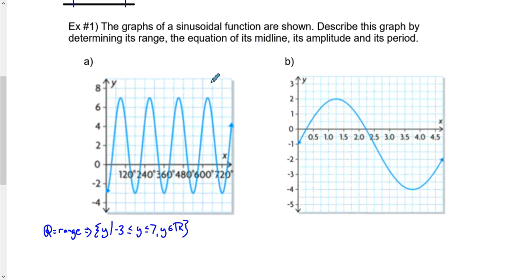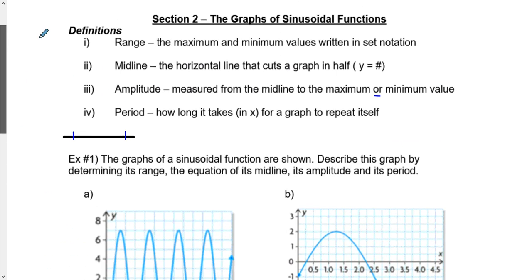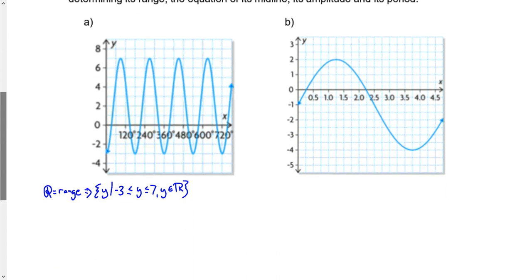The equation of the midline. So the midline is the horizontal line that would cut this graph directly in half. So where would it cut this range directly in half? Well, it would have to be right here, because halfway in between -3 and +7 is 2. So y equals 2.